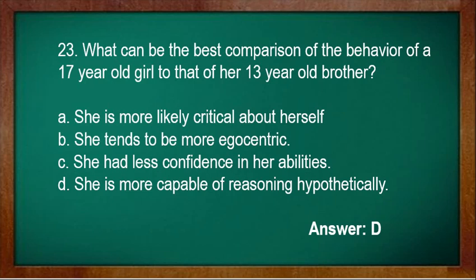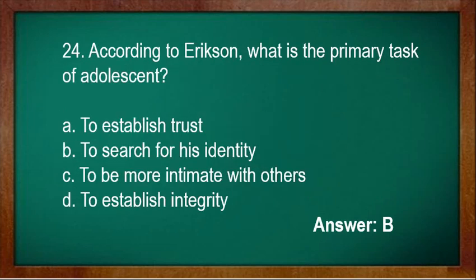Number 23. What can be the best comparison of the behavior of a 17-year-old girl to that of her 13-year-old brother? A. She is more likely critical about herself. B. She tends to be more egocentric. C. She has less confidence in her abilities. D. She is more capable of reasoning hypothetically. Answer, D.